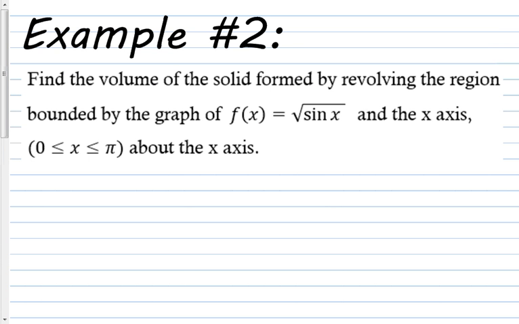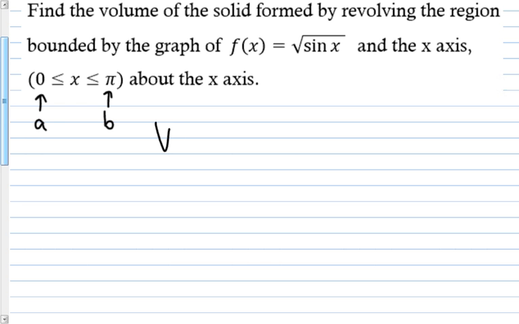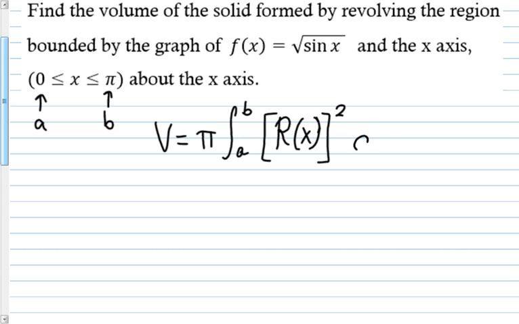So example 2, find the volume of the solid formed by revolving the region bounded by the graph of f of x equals the square root of sine x and the x-axis, from 0 to pi, about the x-axis. Okay, so whatever the square root of sine of x looks like. They want us to stay in between 0 and pi, so these are our limits. And now the formula for volume is pi times the integral from a to b of r of x squared. Now r of x is our equation, dx.